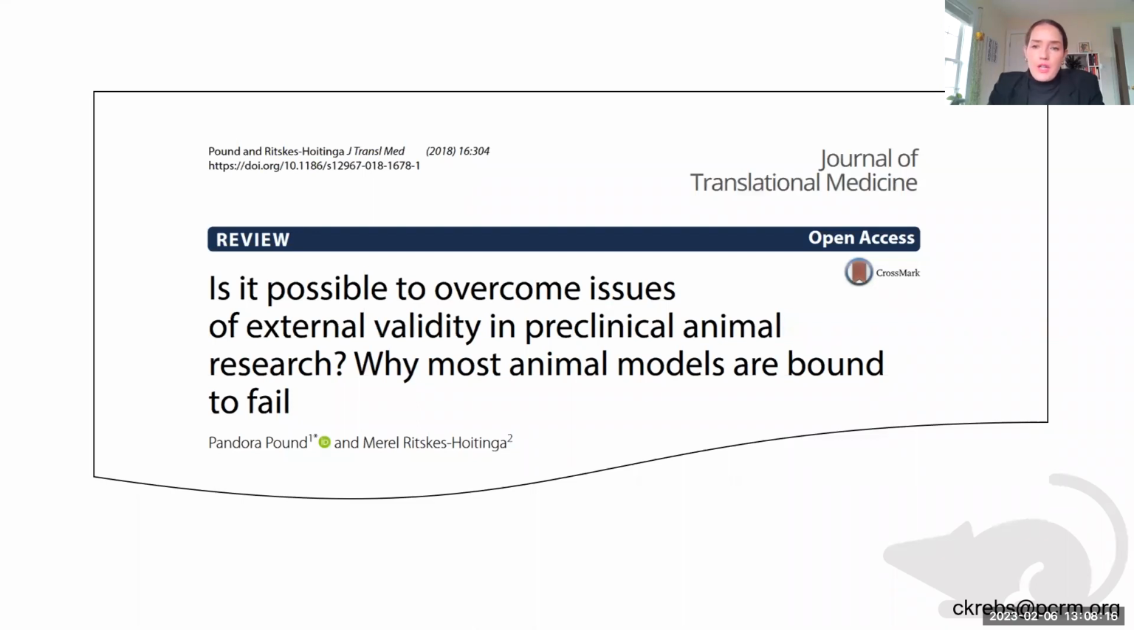And some of these problems can be overcome, and many argue that once they are overcome, the crisis of translation will be solved. But as Pandora Pound and Meryl Ritsky-Heutige argue in this really great paper from 2018, better rates of translation will never improve without better experimental external validity, the representativeness of a model, and its ability to mimic the complex human biology and health. They argue that the external validity of animal models is ultimately what makes them bound to fail. When animal models fail to reliably predict clinical safety and efficacy, it's not just a problem with the design and the reporting of animal experiments, but the choice to use animals as a model for humans in the first place.